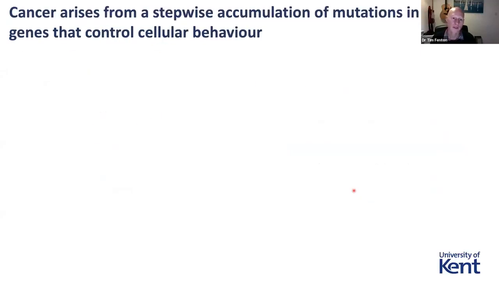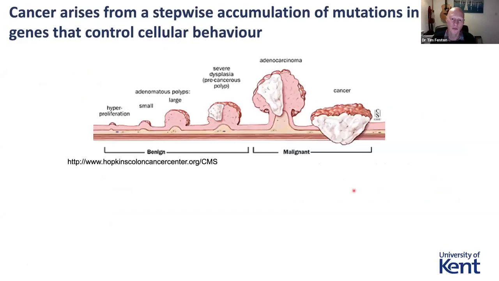It's important to also appreciate that cancer develops gradually, typically over many years, because we need the accumulation of mutations in several key genes within the cell, genes that are important for controlling the cellular behaviors we've discussed, so proliferation, growth, and survival of those cells, before we end up with a cancer.